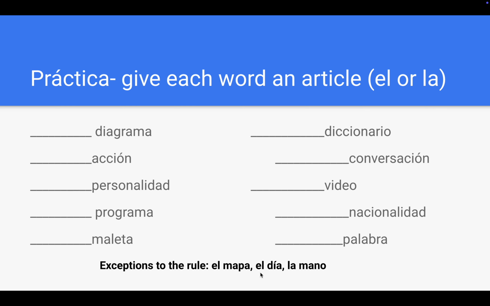Same with el día. Even though it ends in an a, it's el día. And then mano, your hand. La mano, it ends in an o, but it's actually feminine. So these are just a few exceptions to the rule, and they're good to know because they're common words.